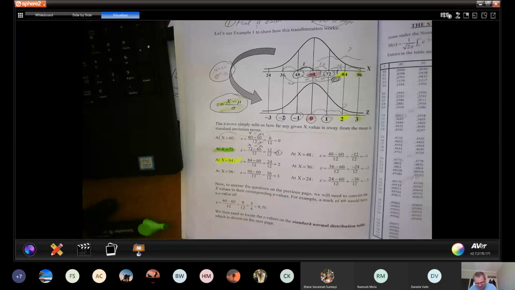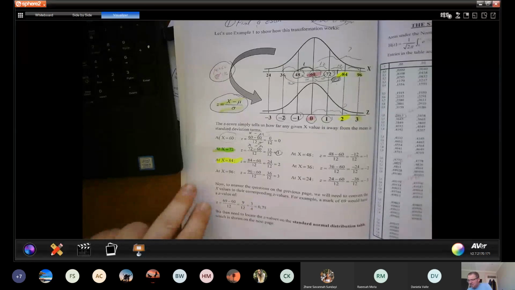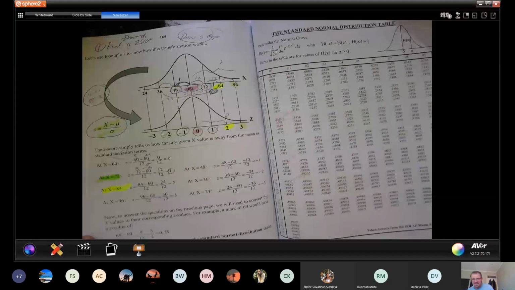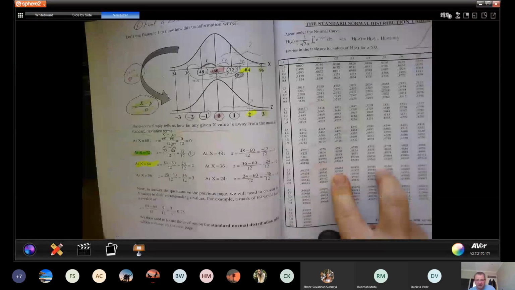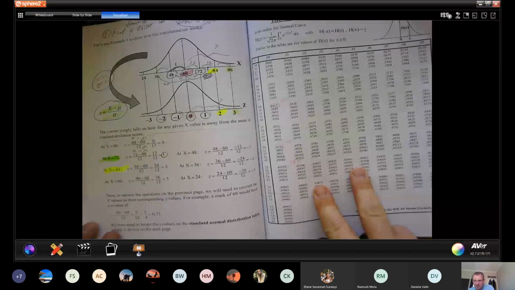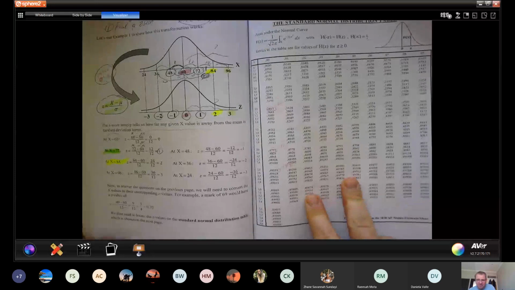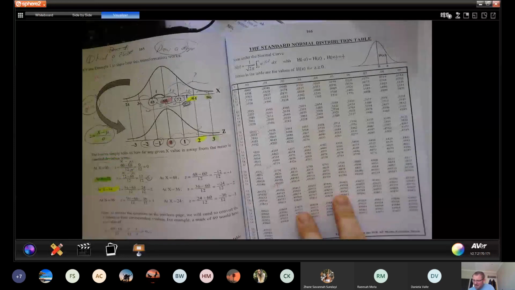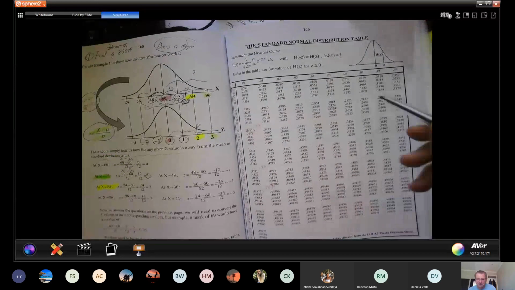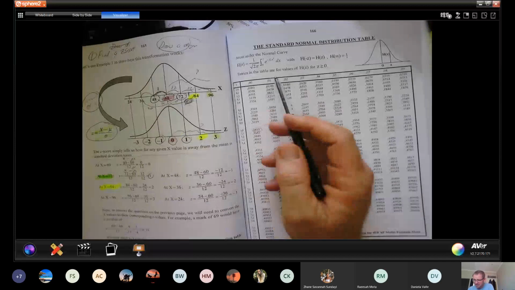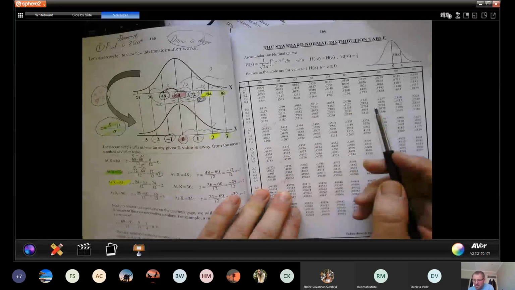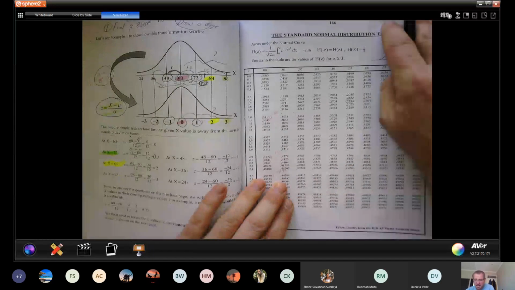I want you guys now to have this table. You can either use your textbook or you can use your information sheet that I sent you the other day. On your information sheet, there's this table over here. If you haven't got that available, get that available now. And there's a whole explanation at the top here, and I'll try to explain what this means. So this is your standard normal distribution table.